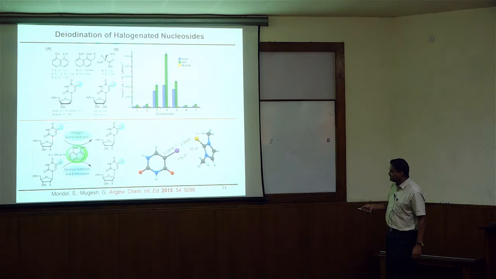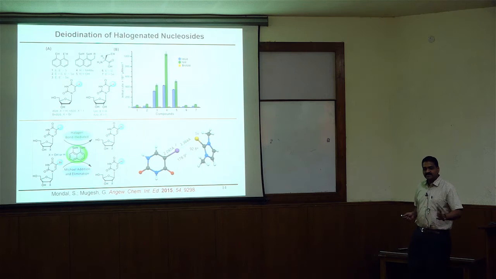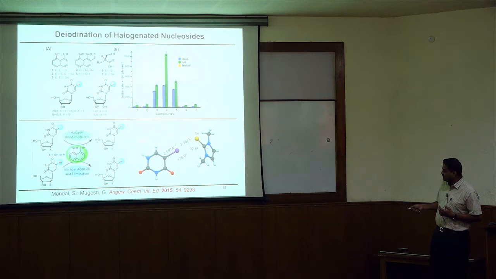halogenated nucleosides and change the halogen atoms, when we have a bromine, it undergoes the normal Michael addition-elimination reactions to produce the dehalogenated nucleosides. But when we have an iodine, it forms the halogen bond mediated pathway. So changing halogen atoms again, the mechanism of the deiodination changes. We also got an X-ray structure with one of the nucleobases where the lone pair interacts with the sigma hole. You can see this is the halogen bonding interaction with the nucleobase.